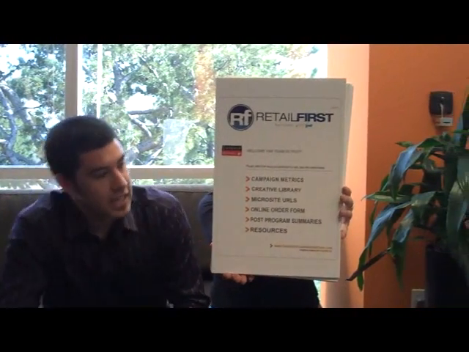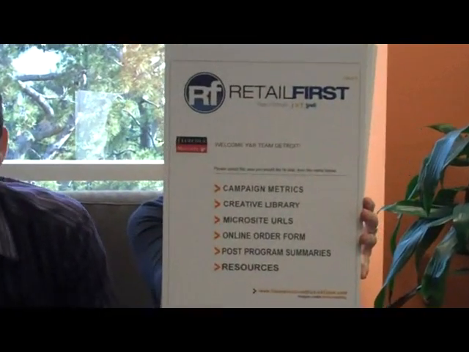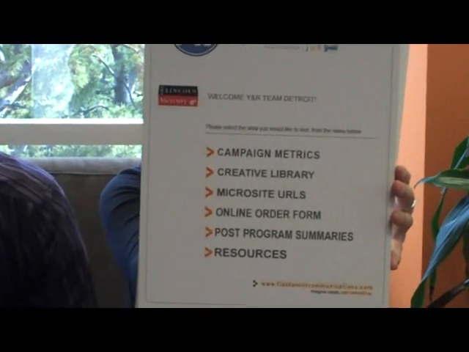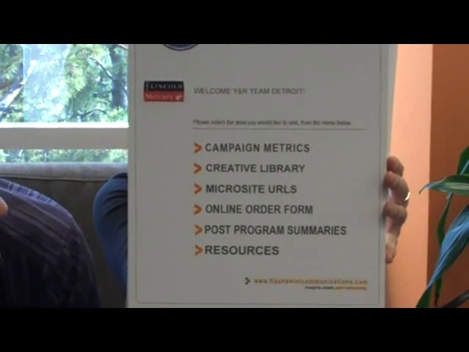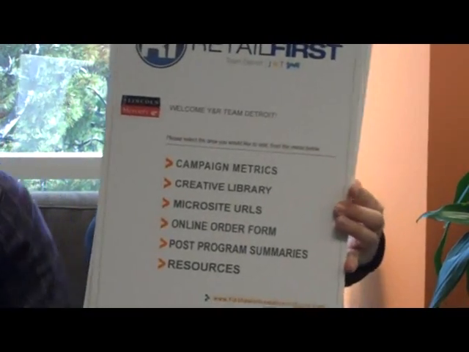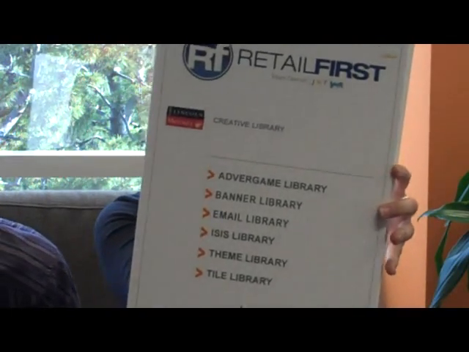What do they find inside the Client Cafe? So inside the Client Cafe, we have the main menu. As you can see here, we have the campaign metrics, creative library, the different microsite URLs for each dealer group, an online order form to order an email, our post-program summaries, and a resources section. Excellent. Next, when they click on, what would be the next page they see in there?